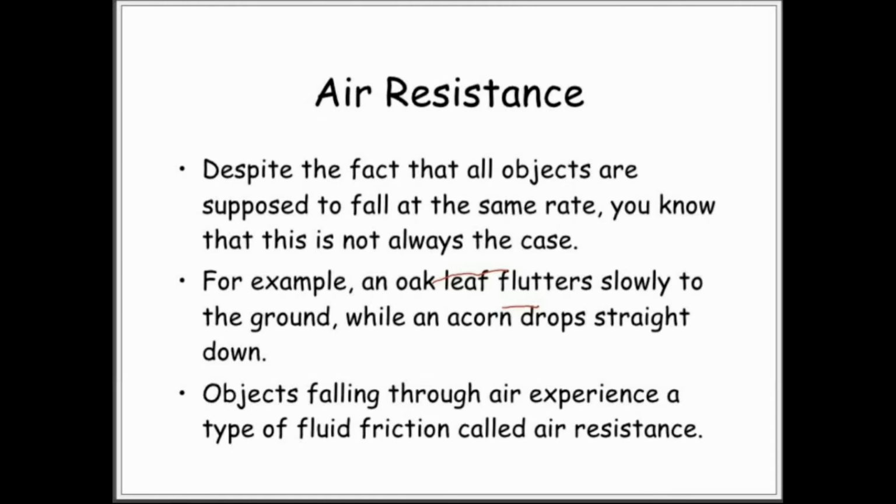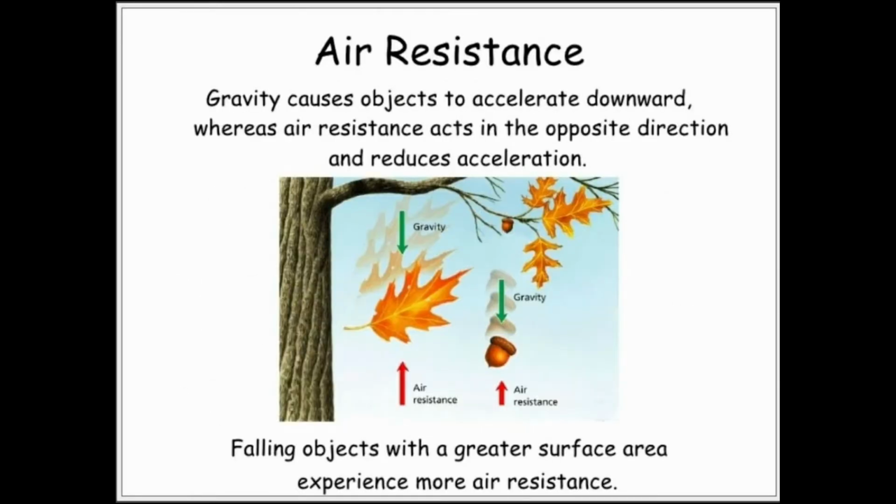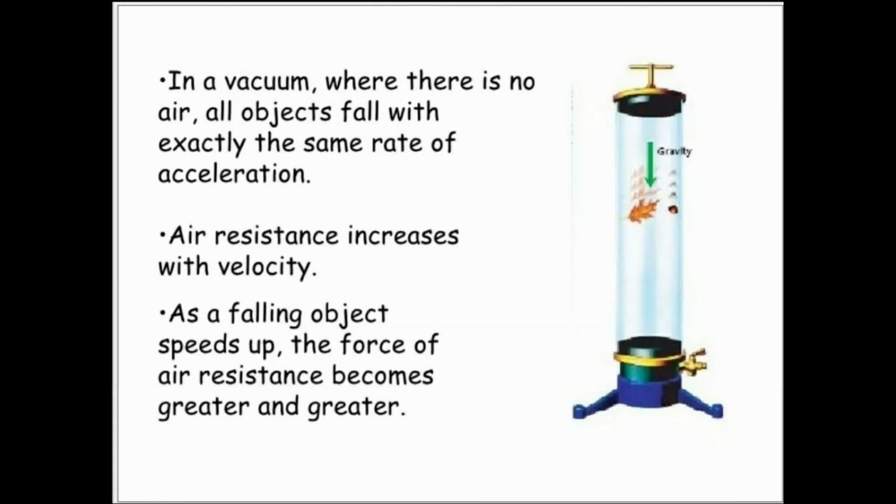Objects falling through the air experience a type of fluid friction called air resistance. Gravity causes objects to accelerate downward, whereas air resistance acts in the opposite direction and reduces acceleration. Falling objects with a greater surface area experience more air resistance. In a vacuum where there is no air, all objects fall with exactly the same rate of acceleration. Air resistance increases with velocity. As a falling object speeds up, the force of air resistance becomes greater and greater.